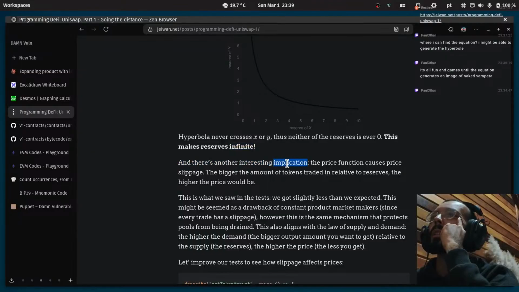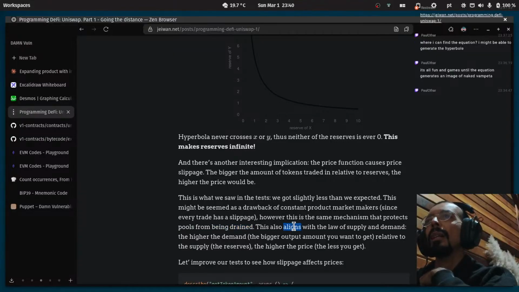That's another interesting implication. The price function causes price slippage. The bigger the amount of the token traded in relative to reserves, the higher the price would be. Yeah, that's the way you're gonna clean out the pool in the exchange, by the way. This is what we saw in the tests. We got slightly less than we expected. This might be seen as a drawback of constant product market makers, since every trade has a slippage. Whatever, this is the same mechanics that protects pools from being drained.